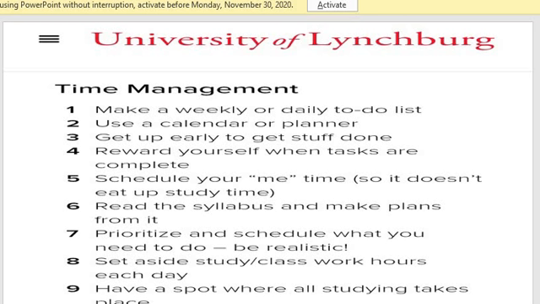Next is prioritize and schedule what you need to do. Be realistic. ओके, आपने प्रायोरिटाइज करनी है चीज़ें जो आपके लिए ज़्यादा अहम हैं, वो आपने करनी हैं। तो उसी के अकॉर्डिंग आप शेड्यूल बनाएं और उसी को अकॉर्डिंगली आपने आगे लेके चलना है.